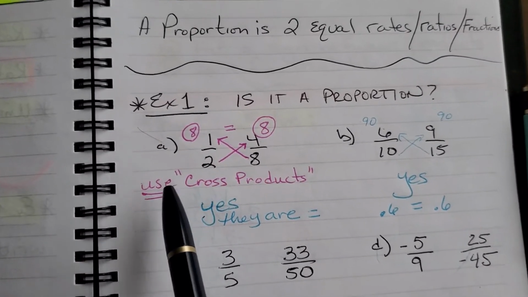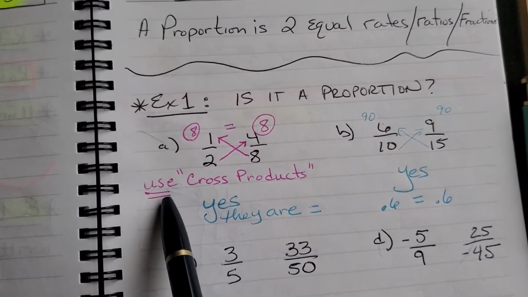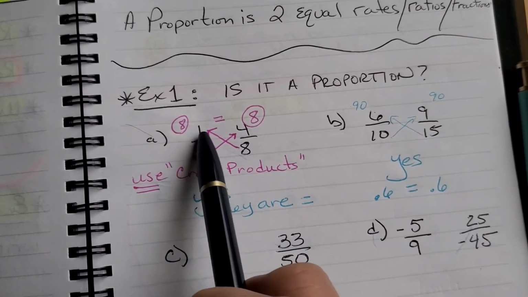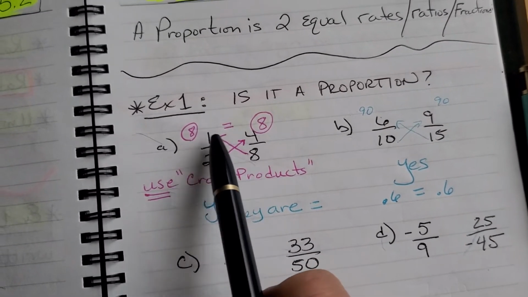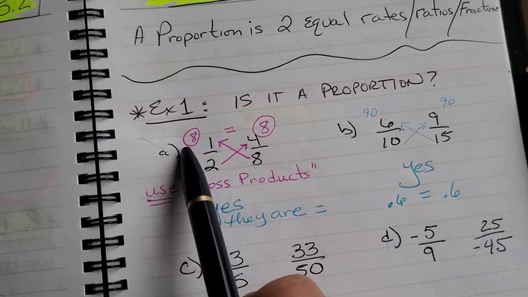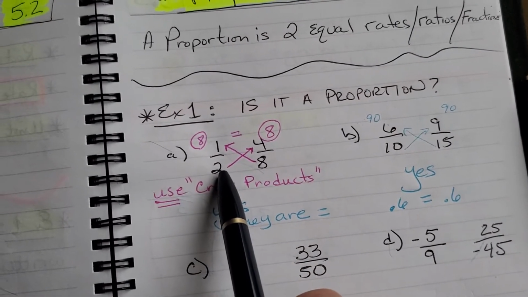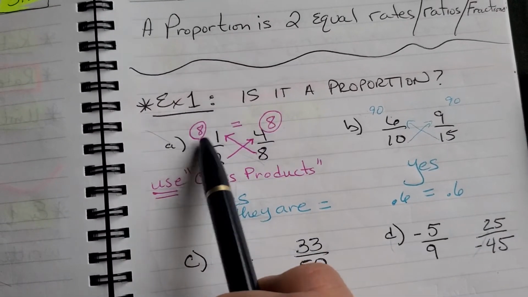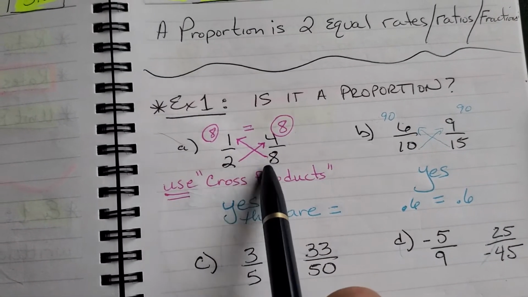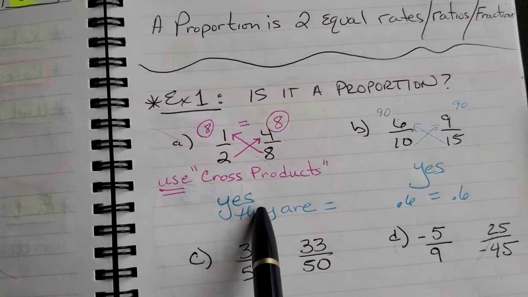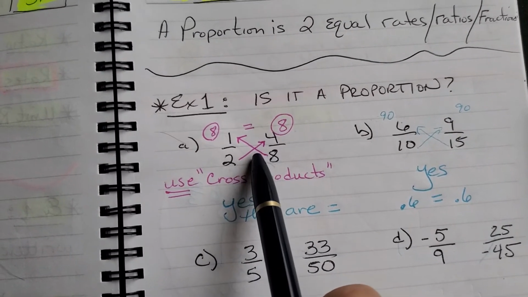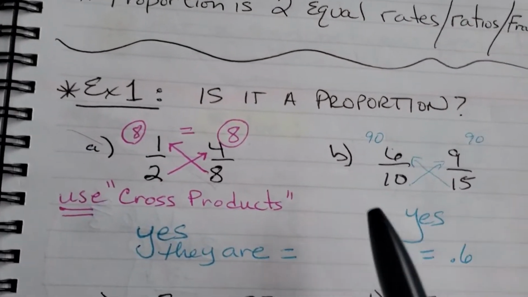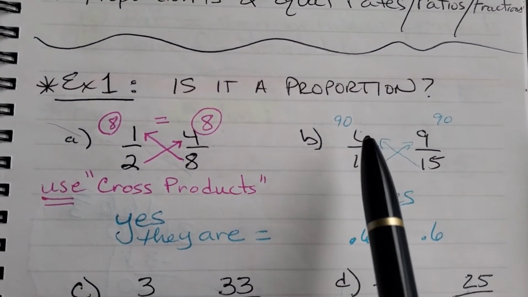We can prove it a couple of different ways. One of the ways is we can use cross product, so we can multiply across. 8 times 1 is 8. Start with the other denominator: 2 times 4 is also 8. 8 is equal to 8, so therefore these are equal, so yes, it is a proportion. Okay? Now, let's take a look at example B.